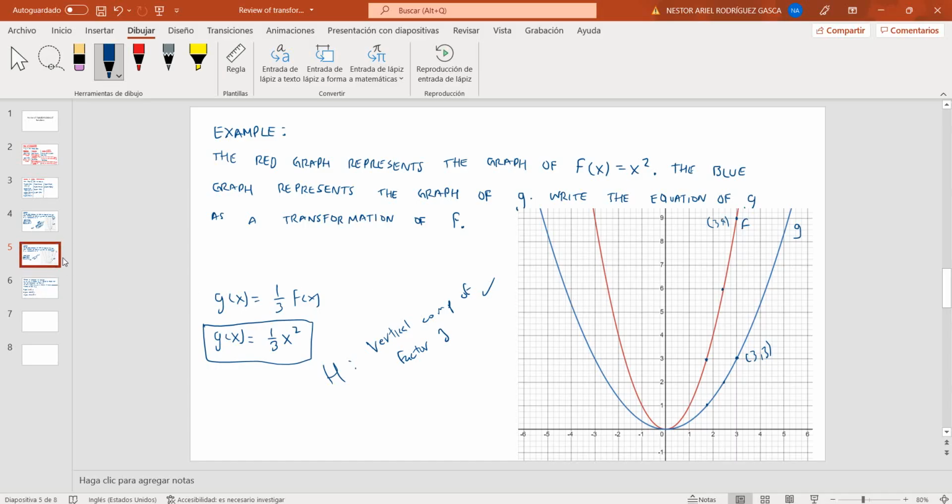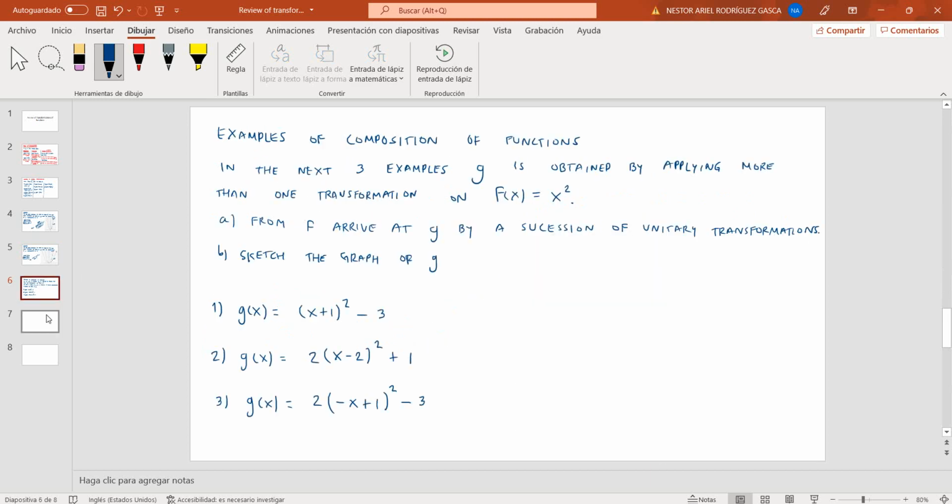Okay guys, so now for the final part of this video, let's talk about composition of, well, not functions. I made a mistake in here. What I was trying to say is composition of transformations. There you go. So let's do this exercise. It says, in the next 3 examples, g is obtained by applying more than one transformation on the function f of x equals x squared. And I need to do these 2 things.